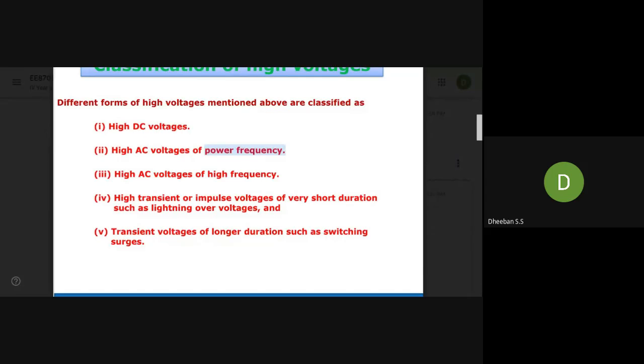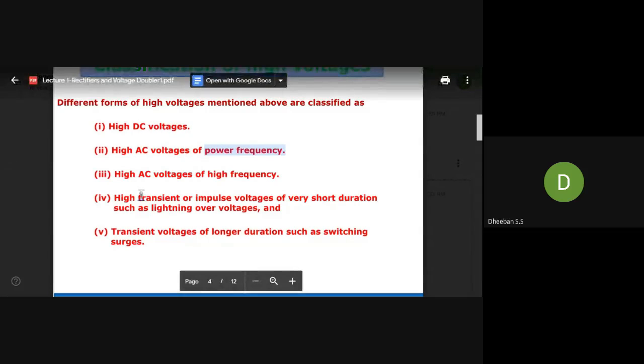So the fourth is high transient or impulse voltage for very short duration. We have studied about impulse voltage. The fifth one is transient voltages of long duration. So this is the final one, and the fifth one will come in your circuit. But your fourth one is based upon lightning phenomena.